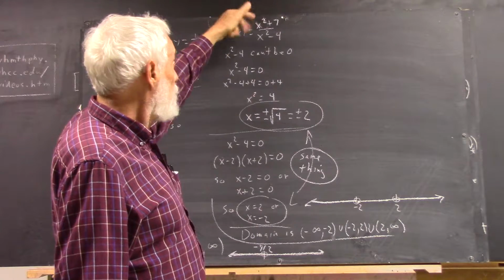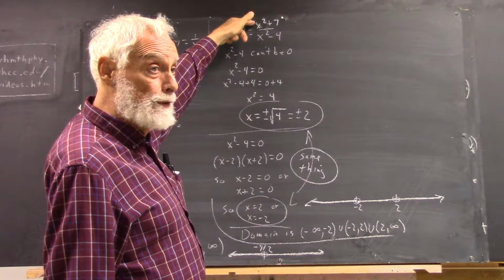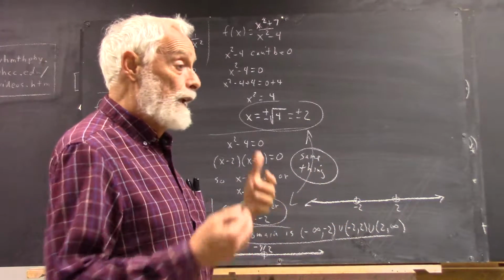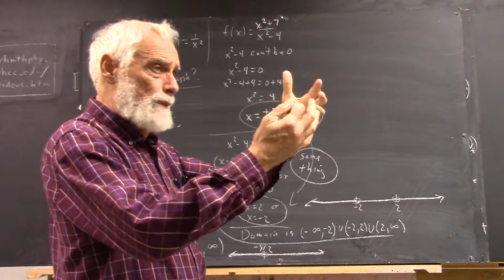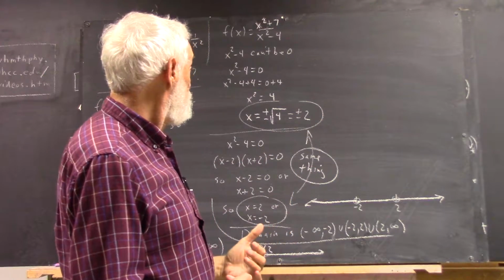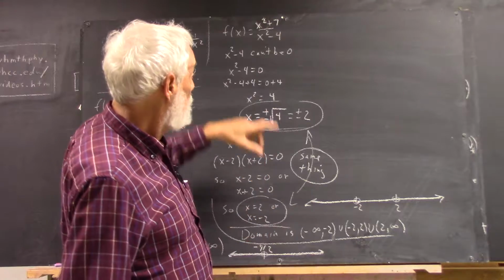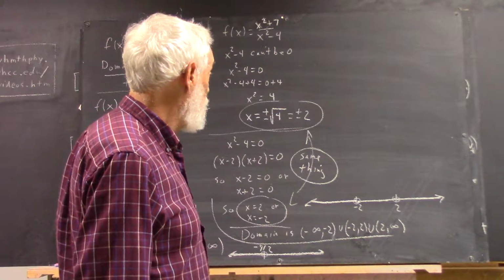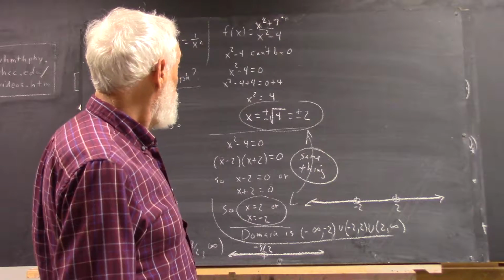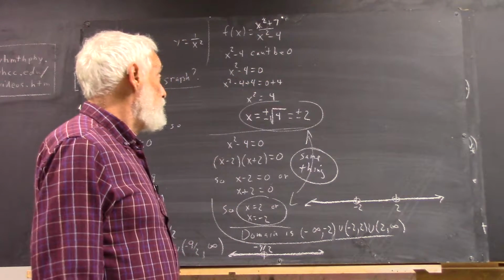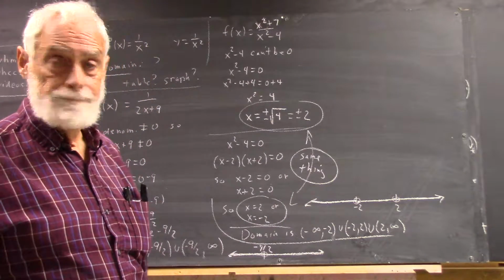Well, as far as finding the domain, it doesn't matter what the numerator is. The numerator can be any value. There's no problem dividing any number by any non-zero number, okay? But the denominator can't be 0, so x squared minus 4 can't be 0. So we solved to see when x is 0. Now, everybody solved it and got 2, okay?